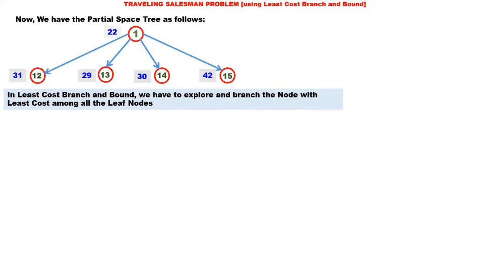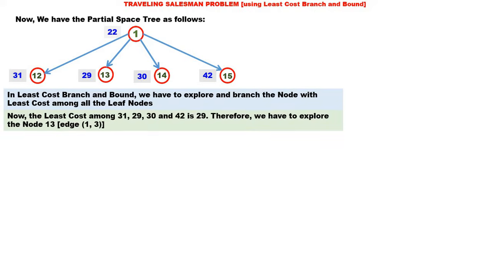Yes. In least cost branch and bound, we have to explore and branch the node with least cost among all the leaf nodes. There are four leaf nodes here with the values 31, 29, 30 and 42. Which is the minimum? 30 is the minimum. So now see here, least cost among 31, 29, 30 and 42 is 29. Therefore, we have to explore the node 1, 3. That is edge 1, 3. We will explore 1, 3.